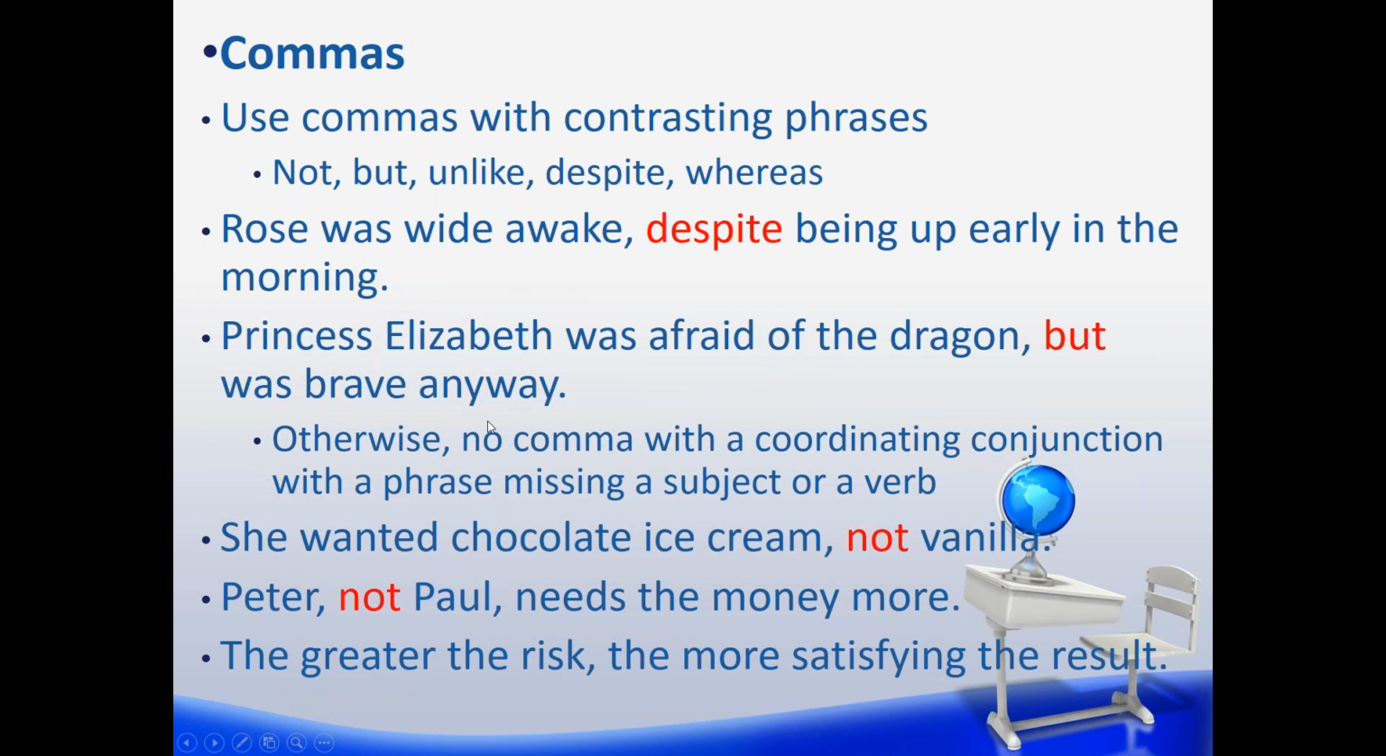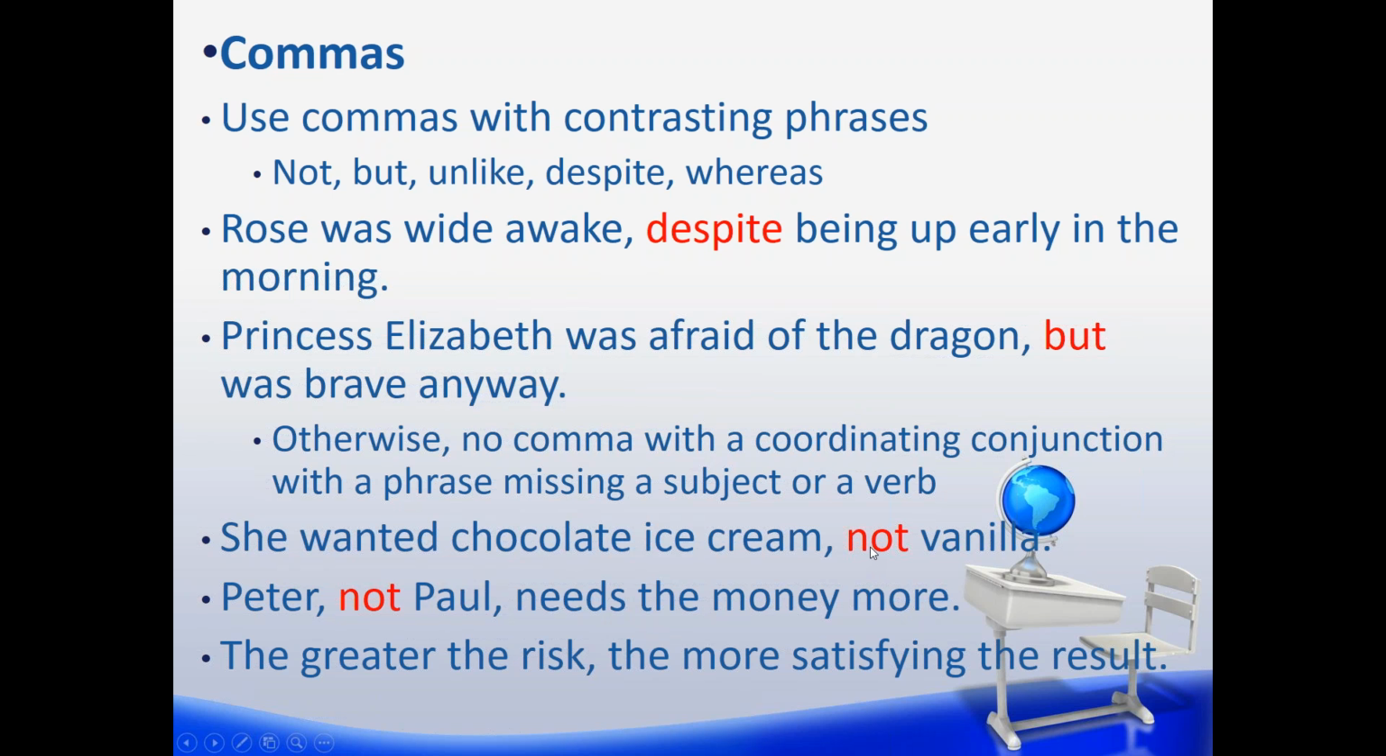We use commas with contrasting phrases, and these are some common ones that we use. The comma comes before the phrase. Now in this case, Princess Elizabeth was afraid of the dragon but was brave anyway. Normally I would not have a comma here because the phrase after but is not a complete sentence. But in this case, because afraid and brave are opposites, they're contrasting, I'm going to have a comma there.